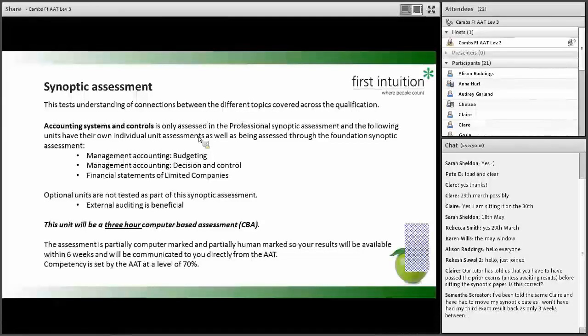The assessment is humanly marked or partially humanly marked, so all of our level 4 assessments, the results take up to 6 weeks. And you receive your results directly from the AAT. There's a few computer-marked parts, but there's a significant amount of this paper that will be humanly marked, that are written discursive questions. And as with all of our assessments, competency is set at 70%.